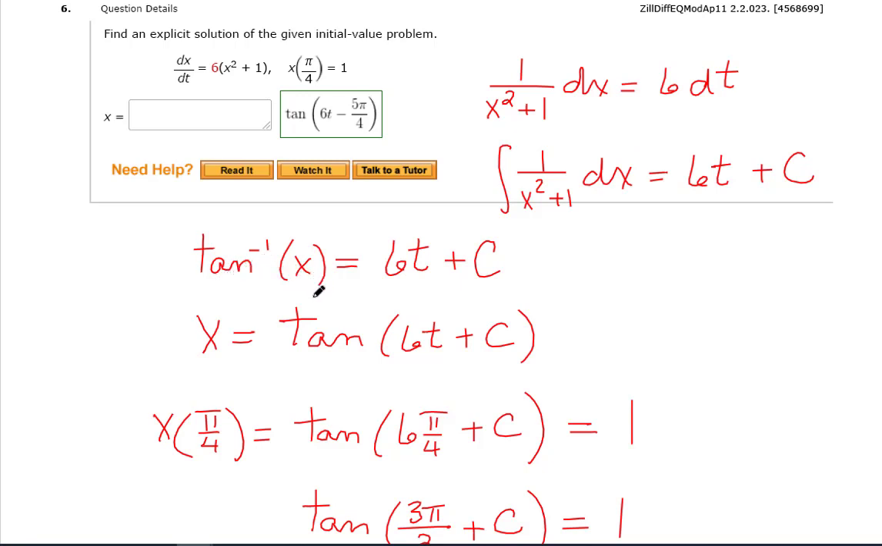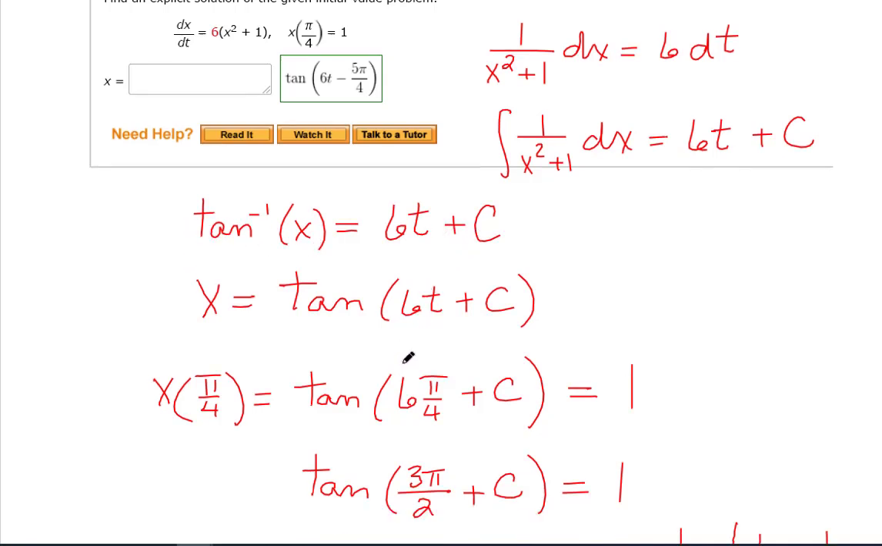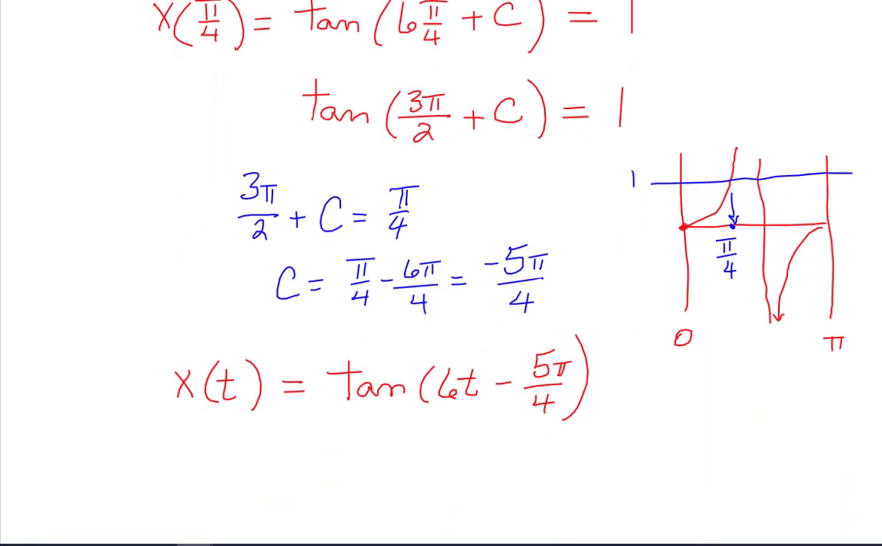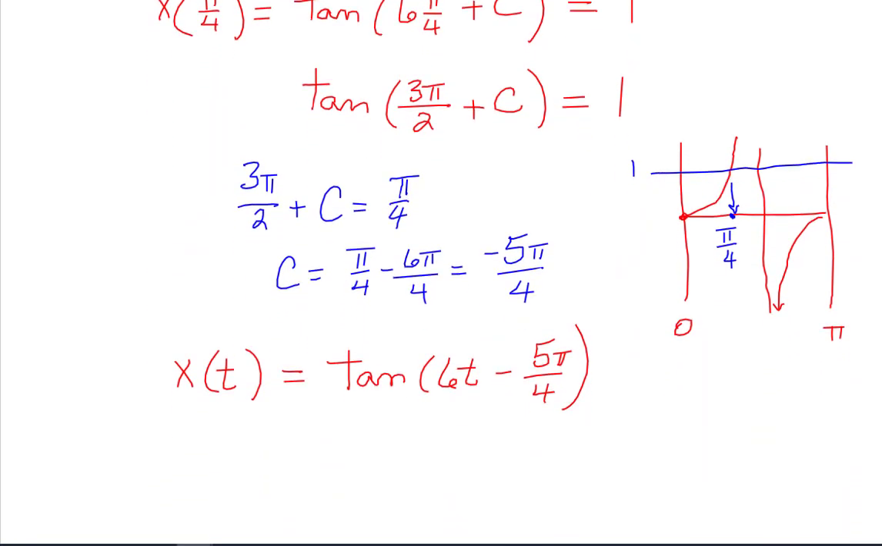To get our hands on x, I take the tangent of both sides, and now we make use of our initial value, that x at pi over 4 is 1. So let's see, 6 pi over 4 is really 3 pi over 2. So I'm trying to figure out what is the constant that would make this happen.